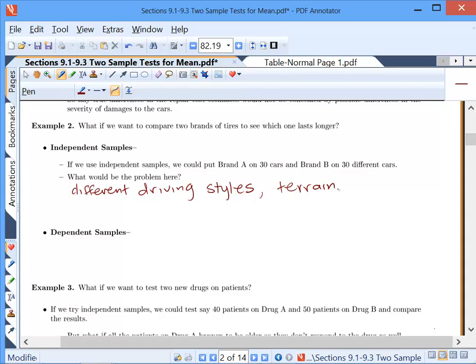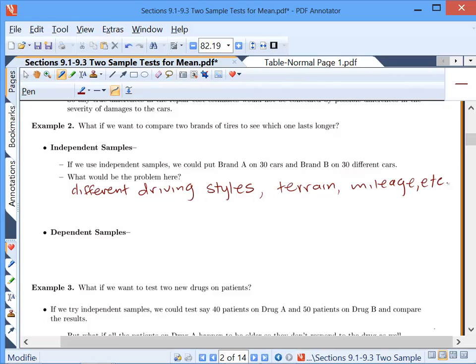Maybe the terrain, the mileage, etc. So what if everyone on brand A just happens to drive from North Logan to Logan every day, and everyone on brand B happens to go to St. George and go off-roading or something? Okay, are you going to see a difference in which brand lasts longer? Yes. So when we take independent samples, we hope to eliminate a lot of that bias by saying, okay, because we're randomly choosing people, hopefully half the people in Logan go in each group and half the people in St. George go in each group. So you kind of hope that happens, but you can't necessarily guarantee it.